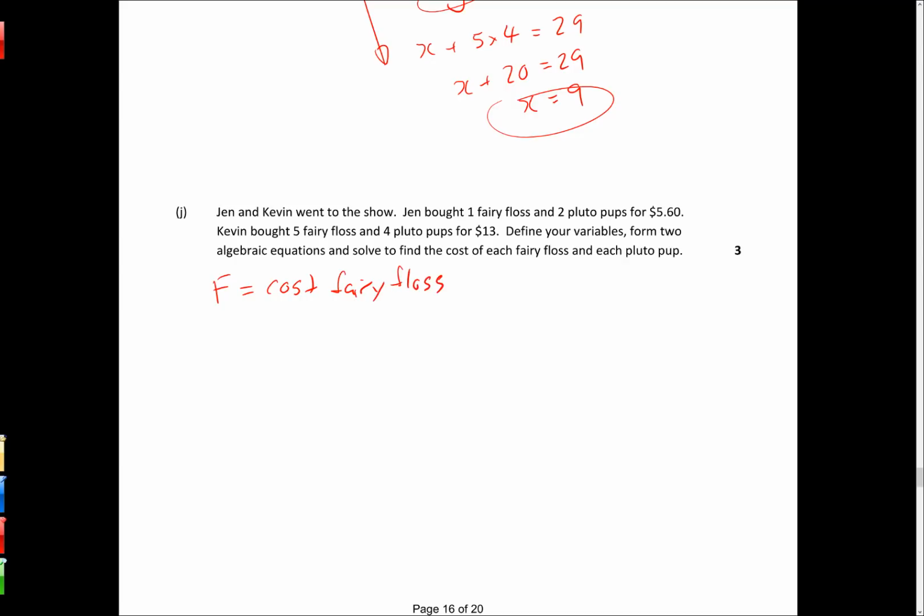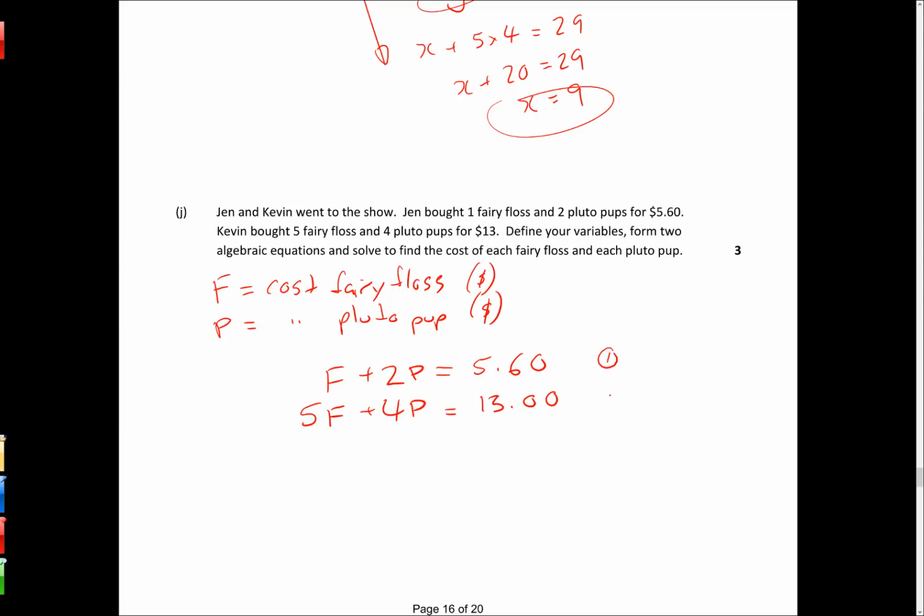Now let's just, $5.60, $13. I'm just going to stay in dollars anyway. I'm not going to convert to cents. We'll see. P can equal the cost of a Pluto pup. So if Jen bought 1 fairy floss, well that's just 1 F, or F, plus 2 Pluto pups, that's 2 P's. Gives me $5.60. That's what it costs. The other one says Kevin bought 5 fairy flosses, 5 F's, plus 4 Pluto pups, and that costs $13. Alright, equation 1 and equation 2.